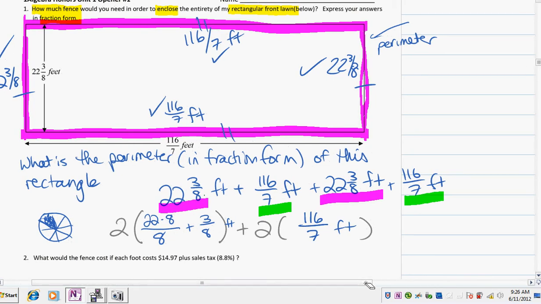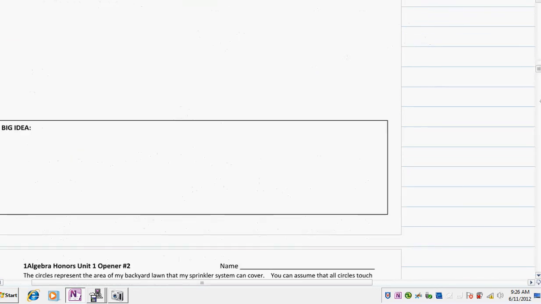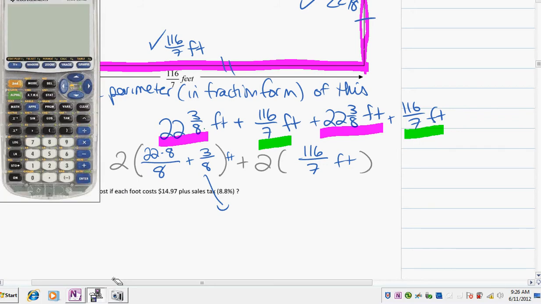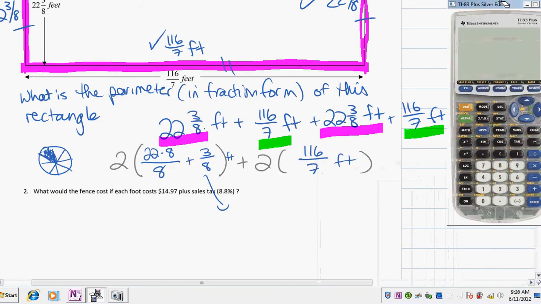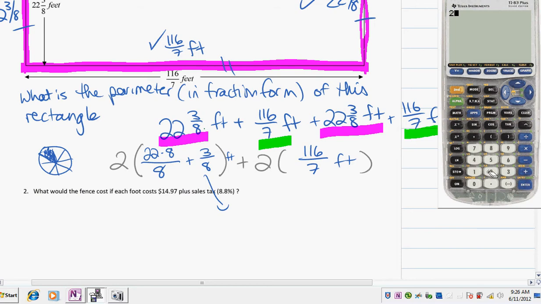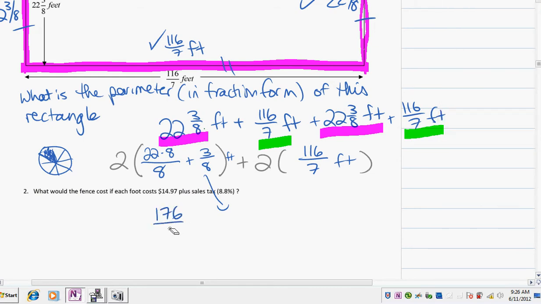So continuing now my work, I'll carry it down here. So 22 times 8. Let's see, get my calculator out. We might as well get used to these TIs if you're using them in class. In my class you will be, so let's just get used to using them. So I'm doing 22 times 8. Enter. So I get 176 eighths plus 3 eighths, and twice as much of that, plus 2 times 1/16 over 7.